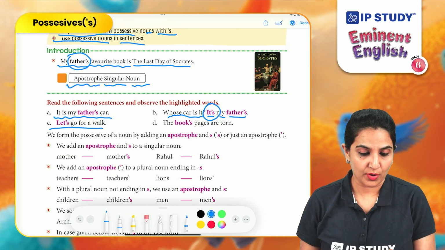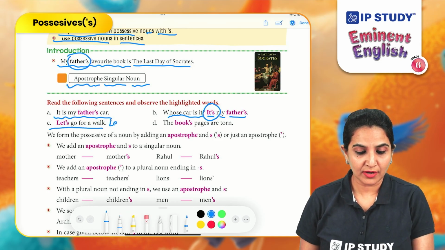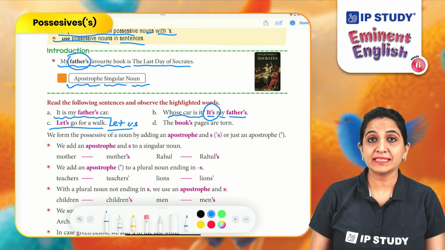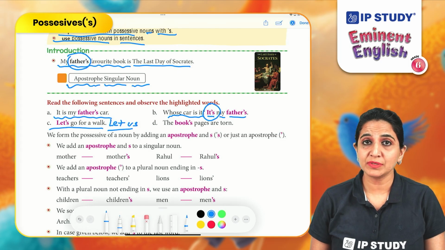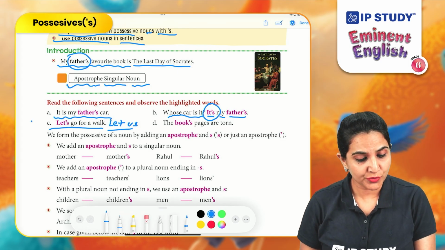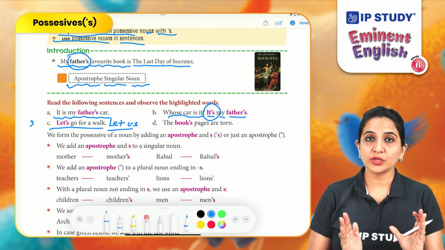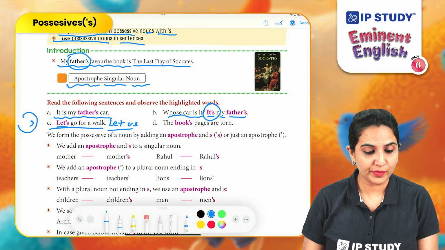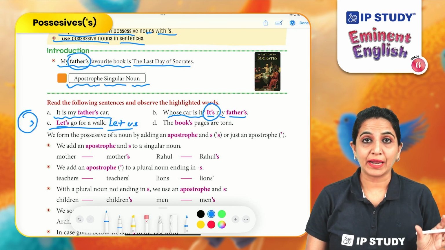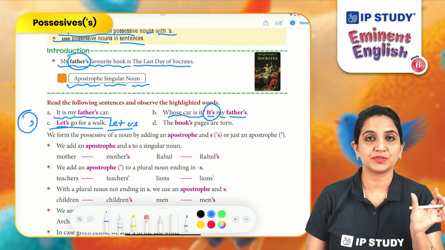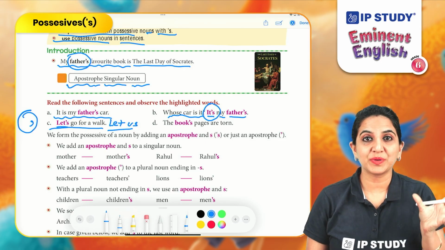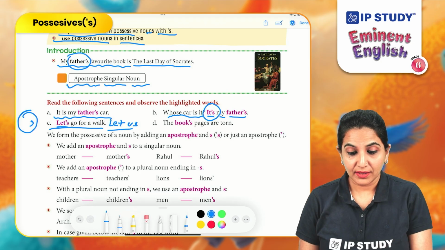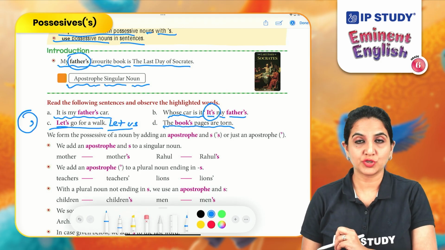Let's go for a walk. Now this is a contraction for let us. Let us are two words. Sometimes we use apostrophe just to shorten the two words, like let's. So, apostrophe by itself can be used to form contractions as well. But when we use it with S, it helps us to show the belongingness. The book's pages are torn.